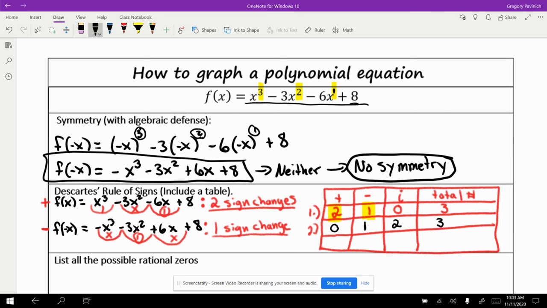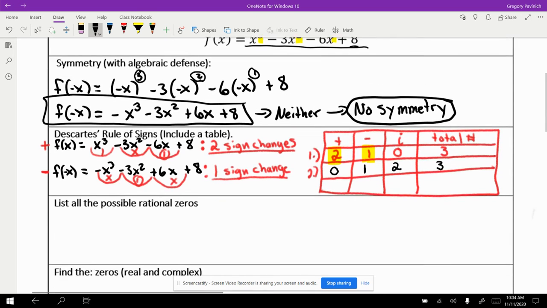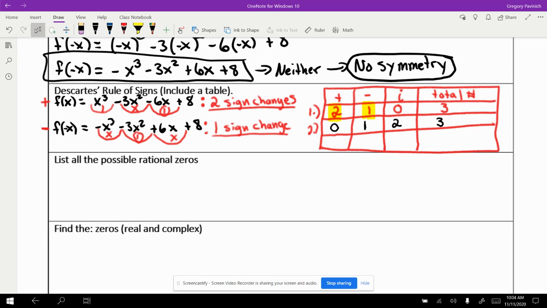So case 1, I have 2 positive x-intercepts, 1 negative x-intercept, and no imaginary or complex. Case 2 that might happen is I might only have 1 negative x-intercept, and I might not have any other x-intercepts, and so I might break it down to a quadratic and use the quadratic formula and solve for my complex or imaginary solutions.